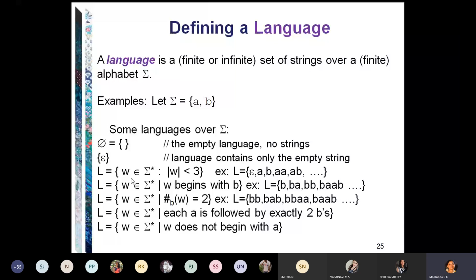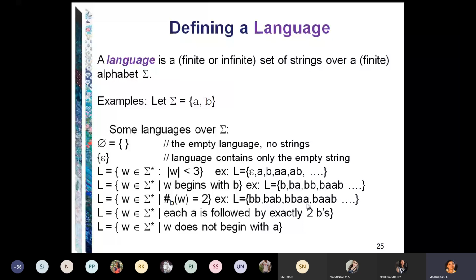Then L is equal to W. L is nothing but language. W belongs to sigma star, where length of W is less than 3. This is the language definition. Length of W less than 3 means we can have length 0, length 1, length 2, right? So in the example I have written here, L is equal to epsilon, string length 1, I have A, B, string length 2, AA, AB, then what next? BB, I can have BA. Here, less than 3, so string length 0, 1, 2.